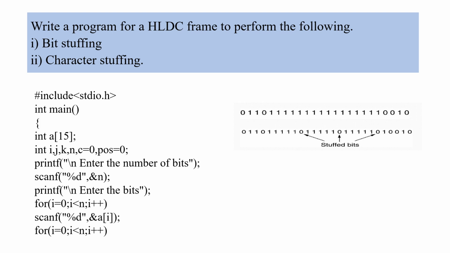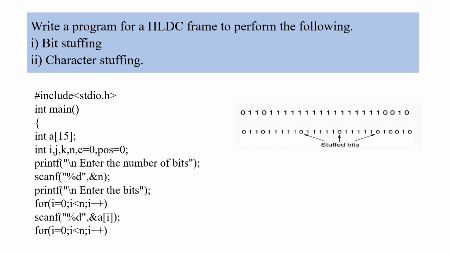In the main program, int a[15] is the total count of bits that you are going to stuff. 15 means indices 0 to 14, that is 0, 1, 2, 3 till 14, totally 15 bits, which will be entered in a particular frame. All these alphabets are initialized for use in loops or as limits on the bits that can be stuffed. pos equal to 0 is the position of the bit.